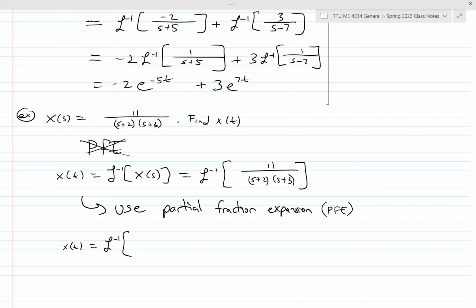A over s plus 2, B over s plus 3, good, right? And we need to solve for those A's and B's. That's the key with partial fraction expansion. So I usually use something instead of A and B because those mean something different in state space modeling. We're looking for C1 and C2 is usually what I call them. And we need to solve for those.